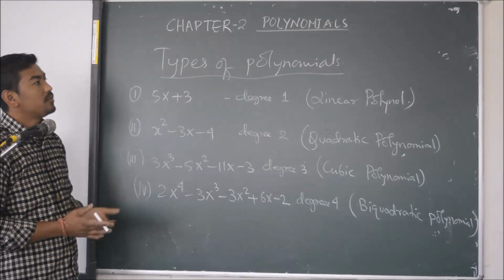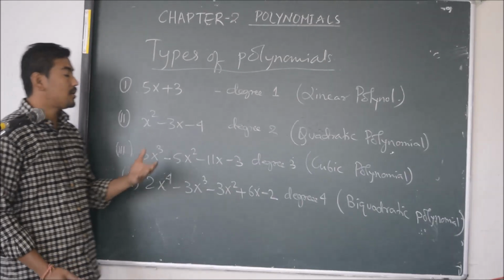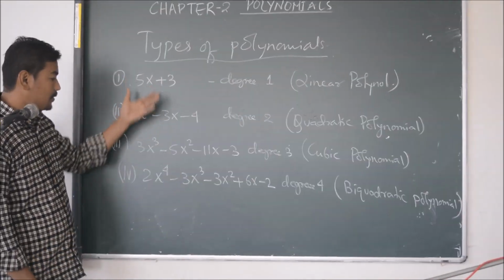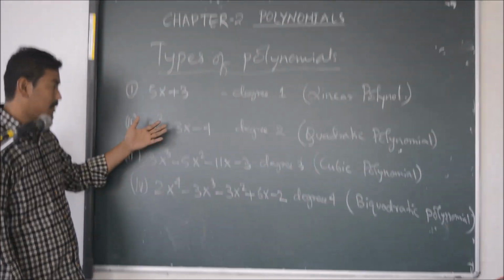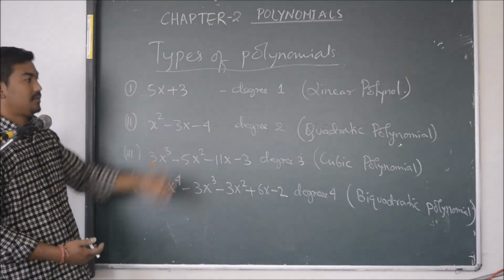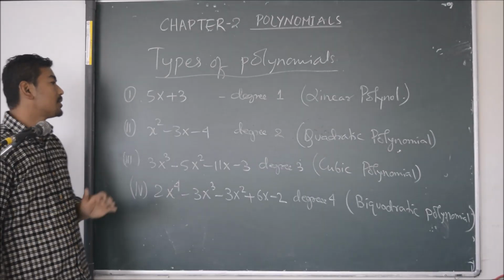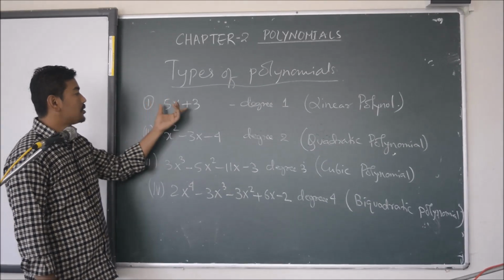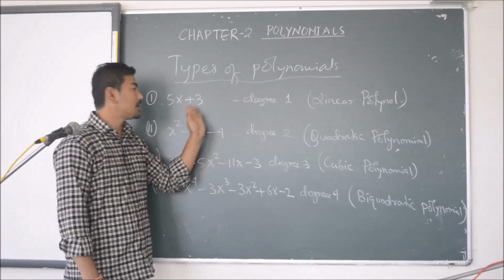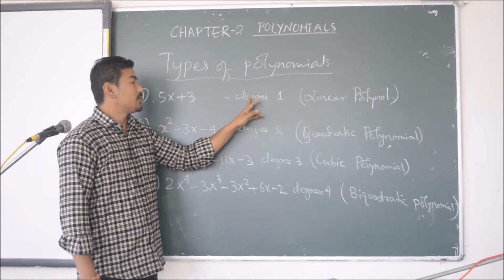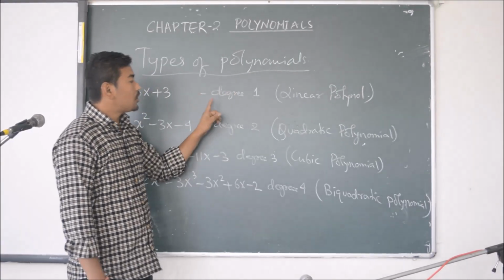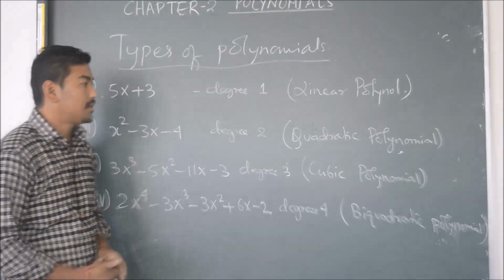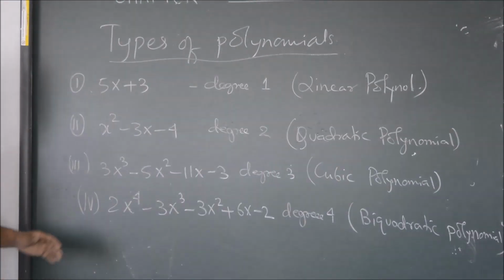Polynomials can be classified on the basis of their degree. Here I have written 4 different types. Besides these, there are more types of polynomials, but I am not going to discuss all of them here. Let's see the first one. This is a polynomial and its degree is 1. You know how to find the degree. Those polynomials whose degree is 1 are called linear polynomials.